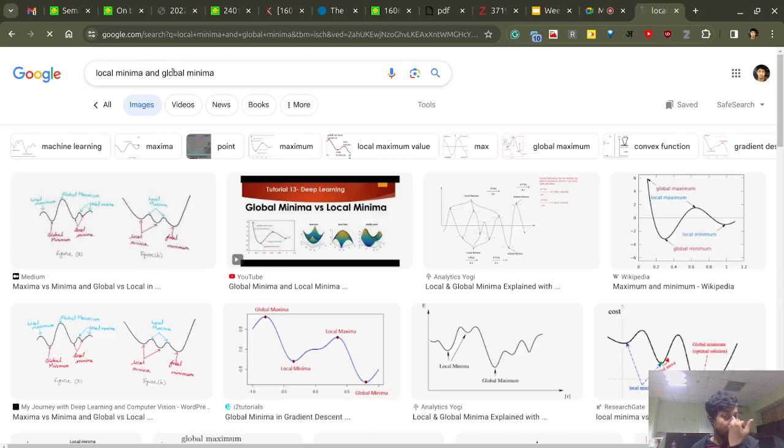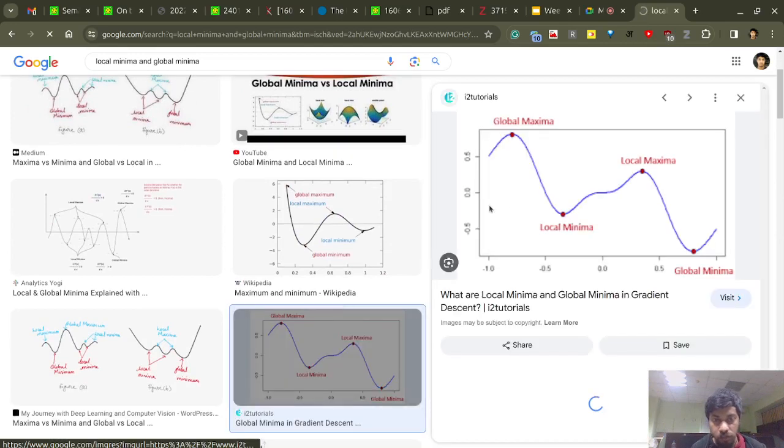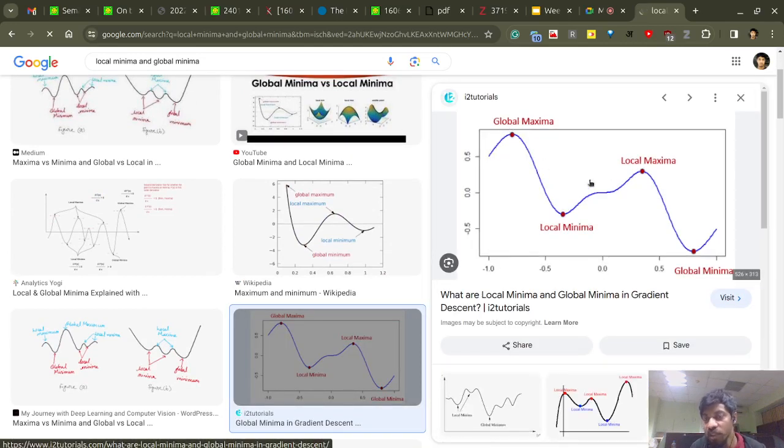So in this function, maybe it is not there, but consider this. Suppose you have a function which is like this, sometimes it increases, sometimes it decreases, right? And global minima is what? This one, which is the lowest point in the whole thing.